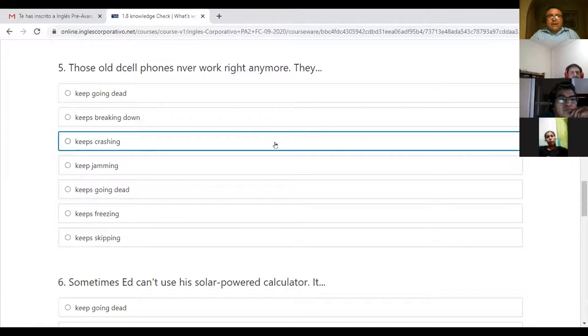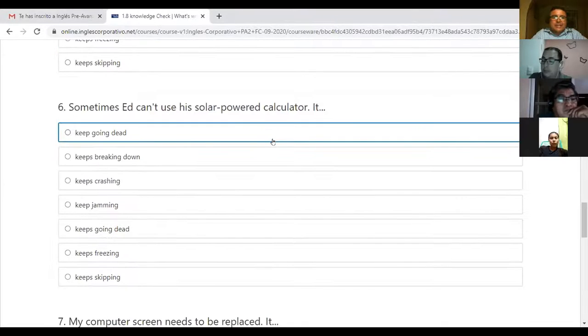What about number five? Those old cell phones never work right anymore. They keep going dead. That's a possibility. What else? They keep jamming. It's possible. Okay. And number six, sometimes Ed can't use his solar power calculator.